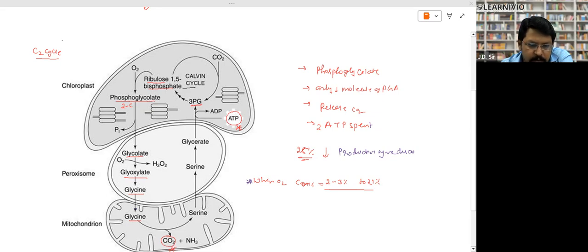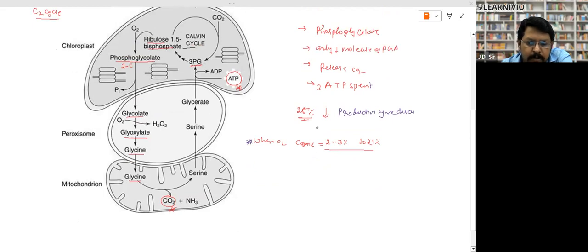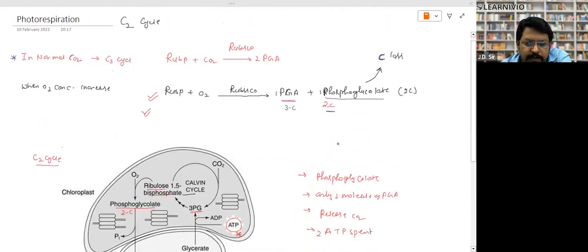Okay, fine. So what you have to remember is the question of how much productivity reduces, what should be the concentration of oxygen more than 21%, right? Which is the first compound formed? The first compounds are phosphoglycolate and 2-PGA.